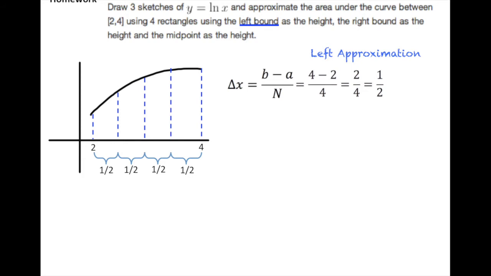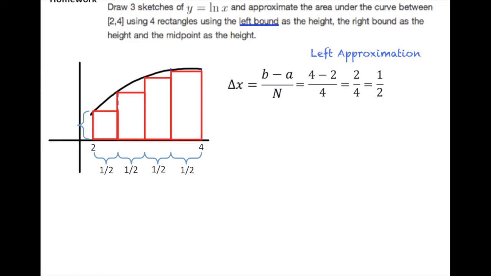All right, so now I'm going to take a look at my first rectangle. I have to use that left bound as my height. So there's my first one. It has a width of 1/2. Okay, my second one, my third one, my fourth one. So notice the height of each rectangle, I go up to the curve and over to the right so that the curve is determining the height on the left-hand side of my rectangle.